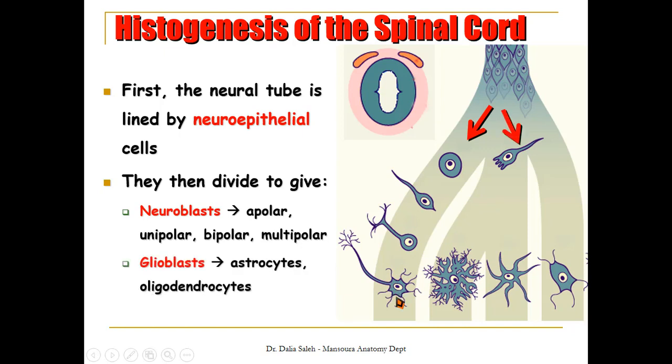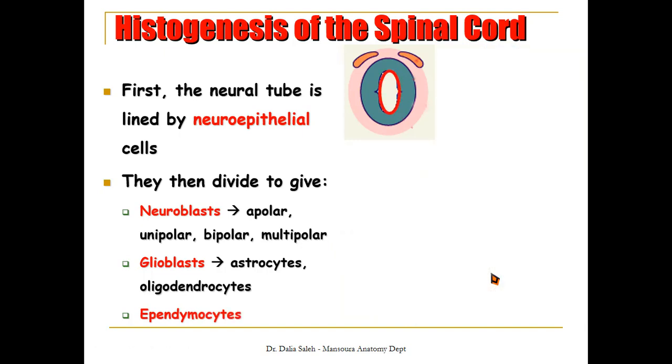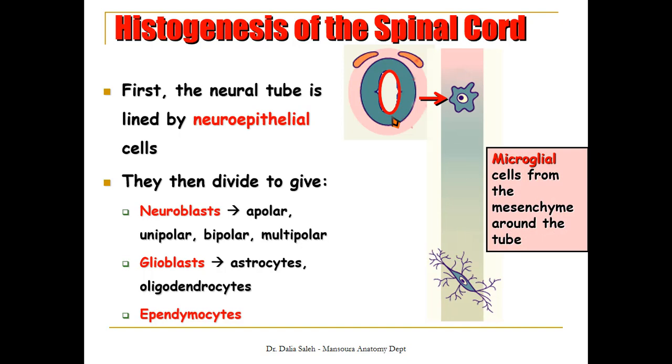Also it will give us another line called glioblasts. This is the mother of the glial cells, and the glioblasts will give us the astrocytes and the oligodendrocytes. And the remaining cells will form the ependymocytes, which will line the central canal and the ventricles of the brain. Then from the mesodermal cells around the spinal cord, we will have the microglial cells. So all of the previous cells are ectodermal in origin, except the microglial cells, which are mesodermal in origin.